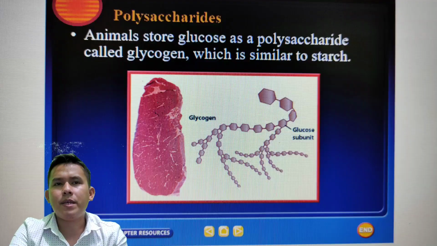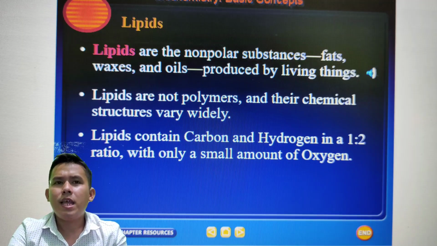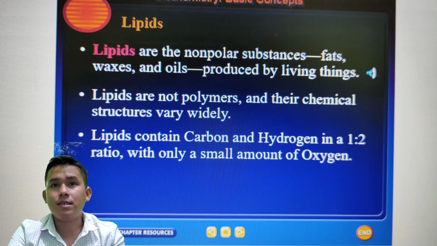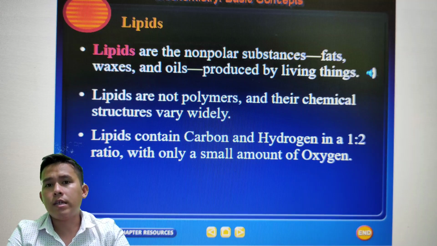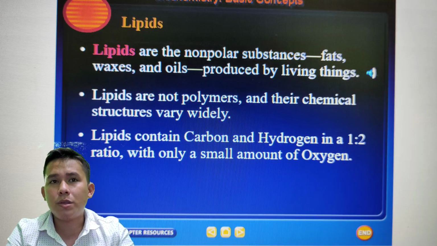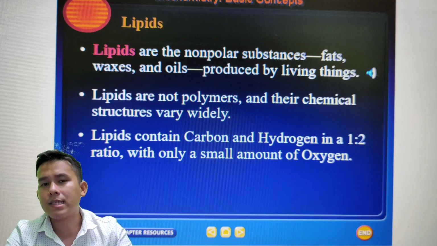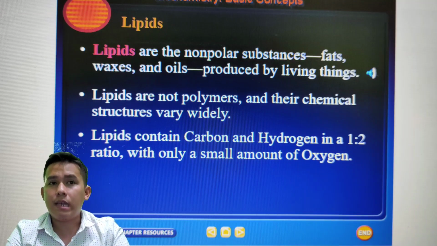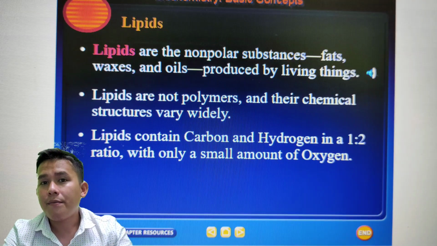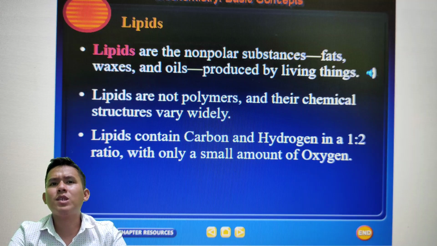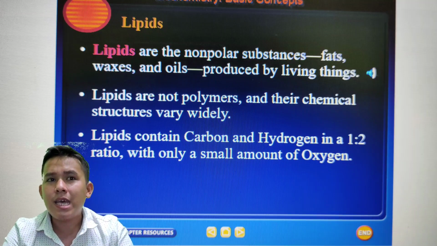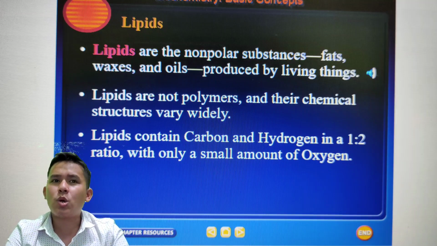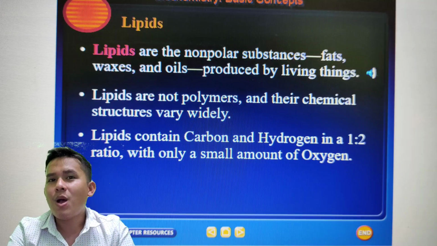Now let's talk about lipids. Lipids are nonpolar substances, for example the fats, waxes, and oils produced by living things. Lipids are not polymers, and their chemical structures vary widely. Lipids contain carbon and hydrogen in a 1:2 ratio with only a small amount of oxygen.